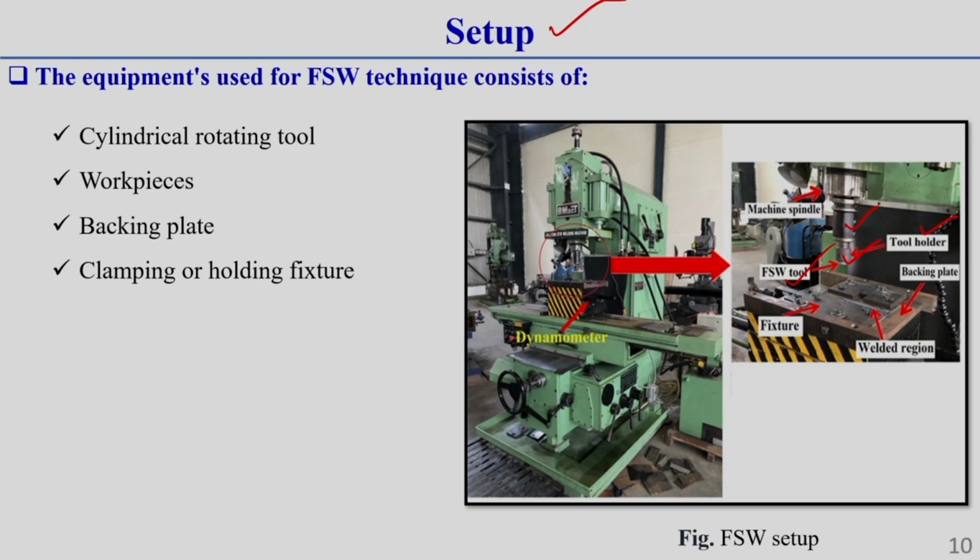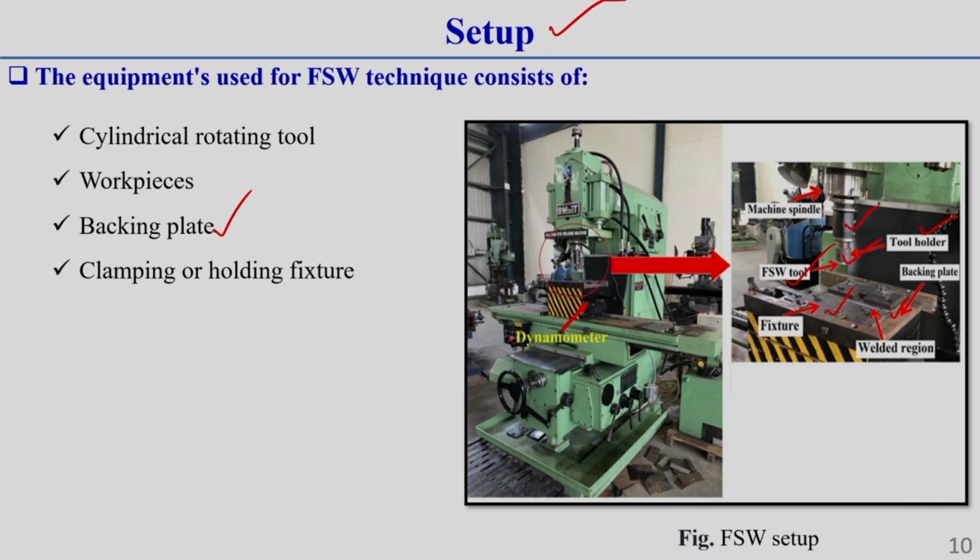Now, to hold the workpiece firmly, a clamping or holding fixture is required. You see this is called the fixture, which is designed to firmly hold the two workpiece materials together. Here you see there can be a backing plate: at the bottom side of the plate there is a supporting plate, which is called the backing plate.